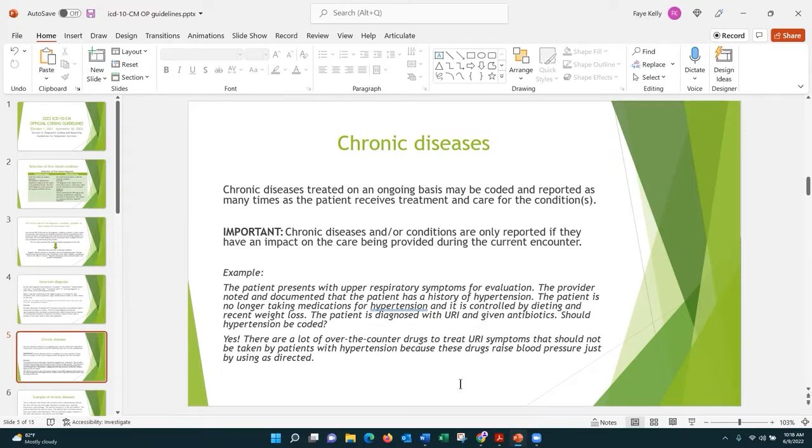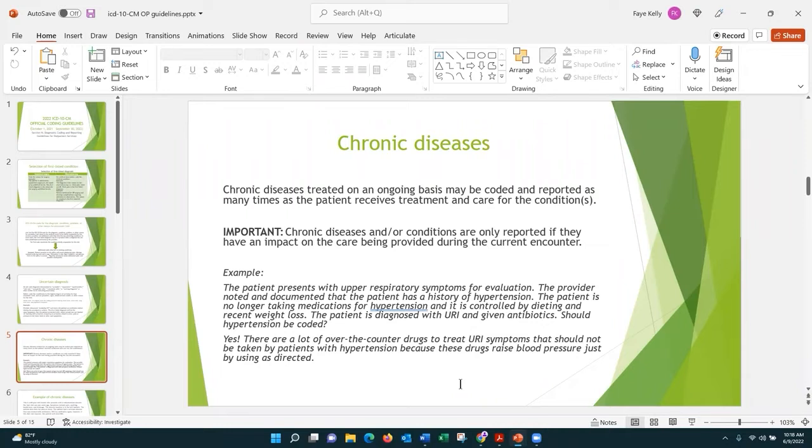All right, so let's look at an example. The patient presents with upper respiratory symptoms for evaluation. The provider noted and documented that the patient has a history of hypertension. The patient is no longer taking medications for hypertension, but it is controlled with dieting and recent weight loss. The patient is diagnosed with URI, upper respiratory infection, and is given antibiotics. Are we going to code the hypertension? You can see the answer on the screen.